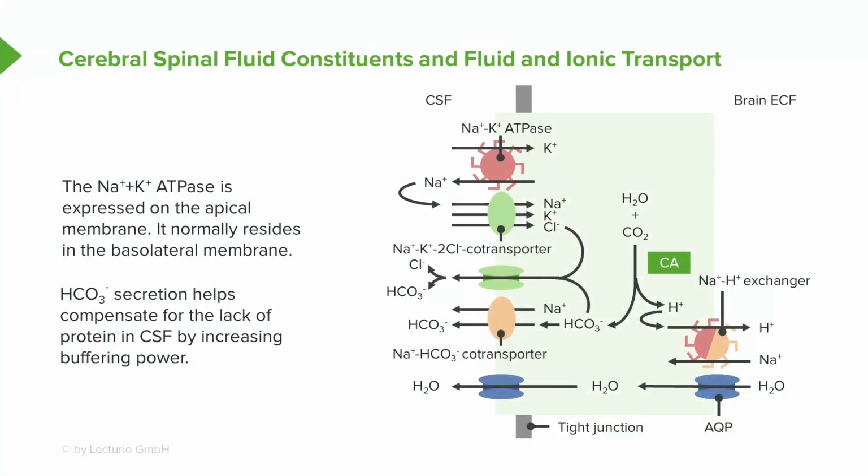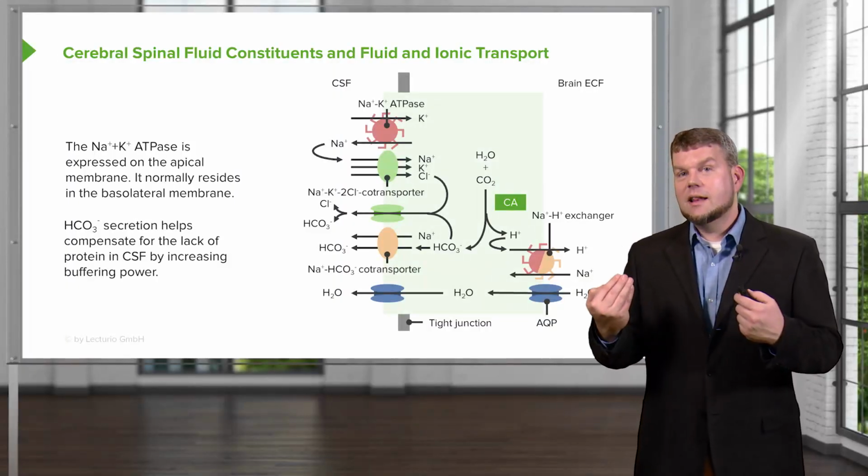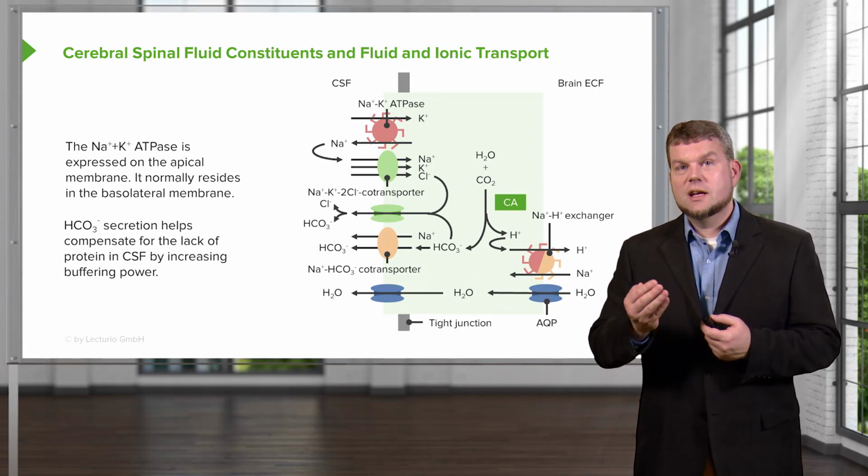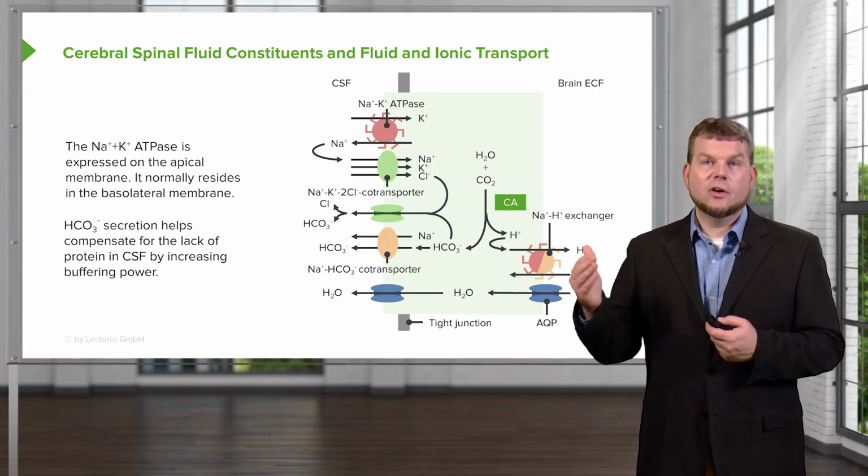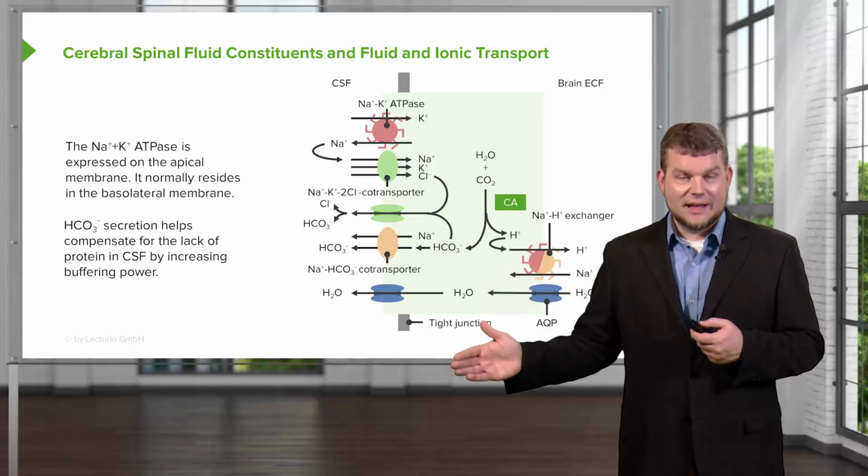How do you get that extra bicarb? You're going to combine CO2 and water to make carbonic acid, and have that dissociate into hydrogen ions and bicarb. So if you are moving the bicarb across the apical membrane, you're going to have to do something with those hydrogen ions. How do you do something with them? You pump them across. So you use this sodium hydrogen ion exchanger to get rid of the hydrogen ions. That creates a little bit lower pH in cerebrospinal fluid than what occurs in the brain interstitial fluid and in the plasma.